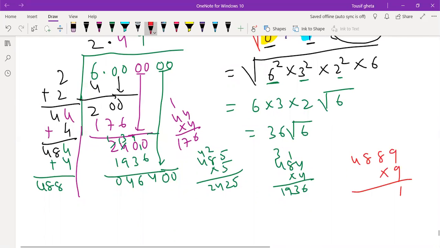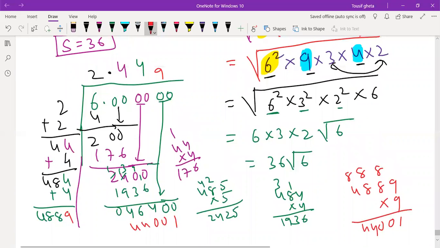9 nines are 81. 9 8s are 72, 80. 9 4s are 36, 40, 44. Okay, 9 only will be there. 44001. Here we will write 9 and here also 9. Correct? Correct now? So finally what answer did we get?